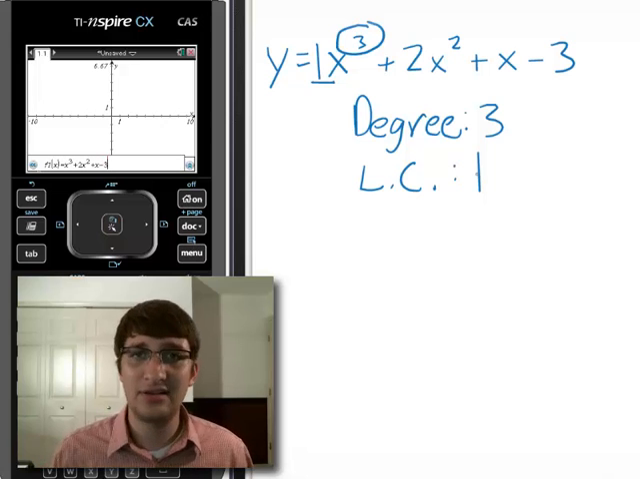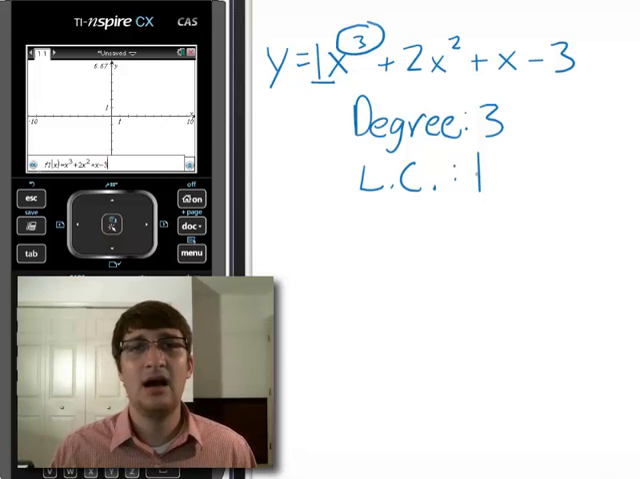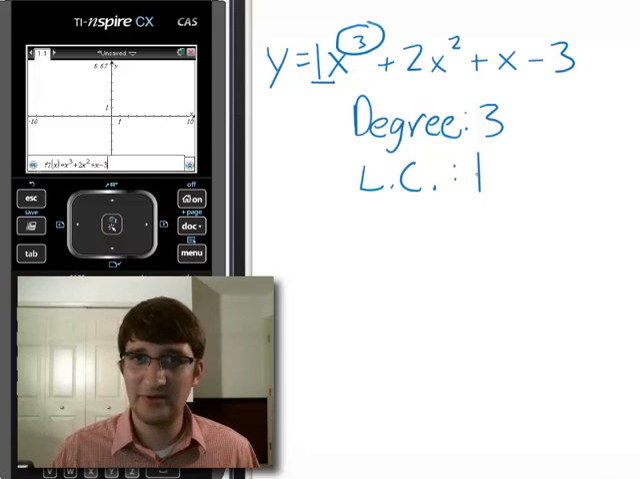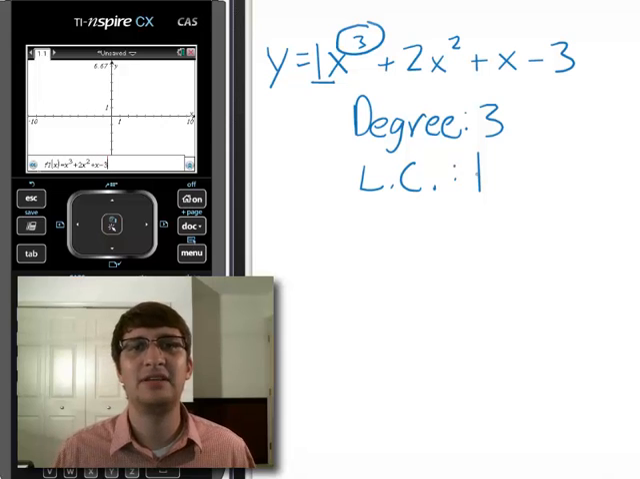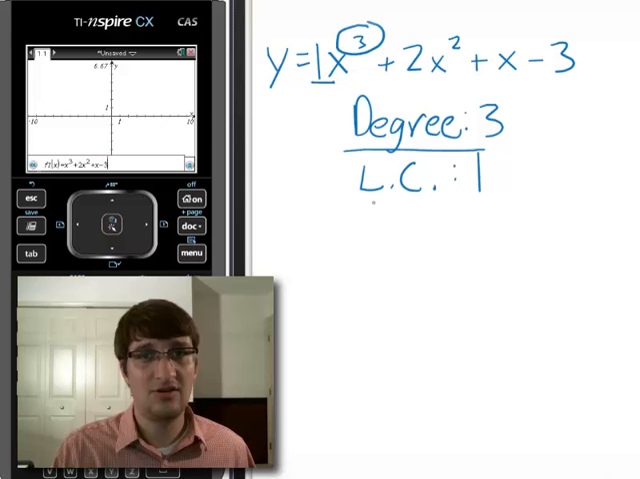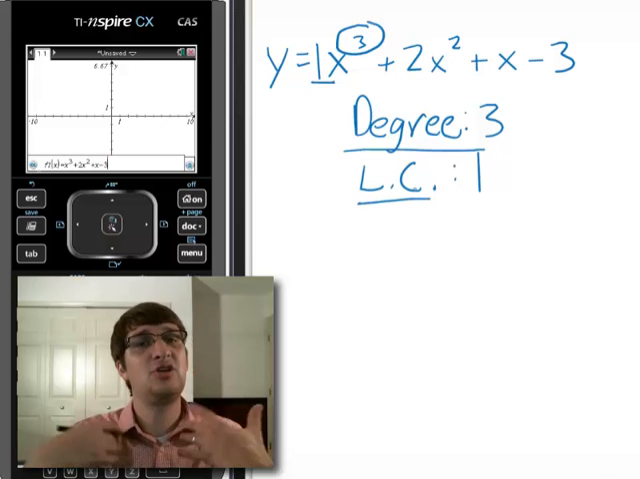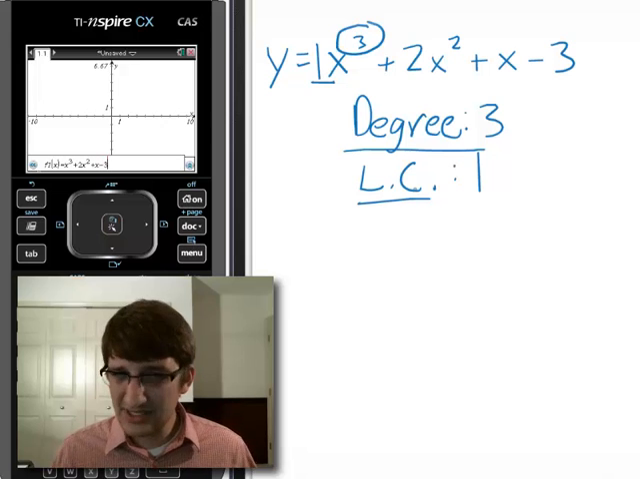Now our degree and our leading coefficient actually tell us a lot about this graph, okay? And what I hope for you to know by the end of this video is how to figure out what the tail behavior of a graph is just by knowing the graph's degree as well as the graph's leading coefficient. Just knowing that, you should be able to figure out what the tail behavior is. Okay, now what's the tail behavior?